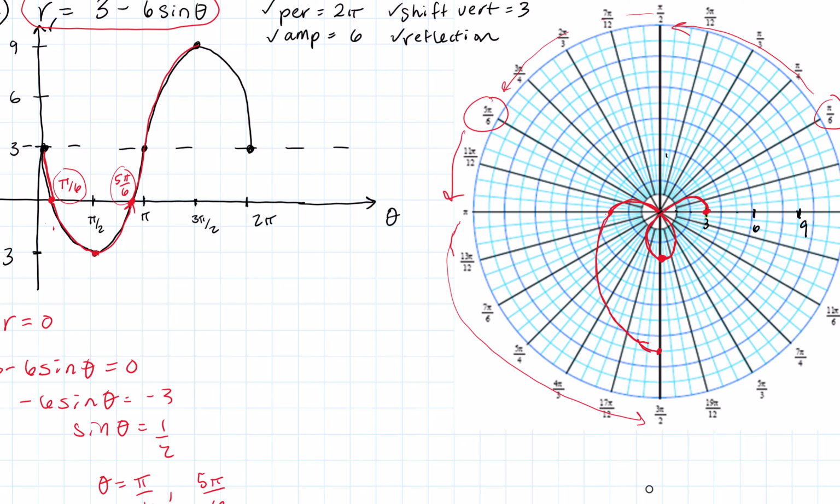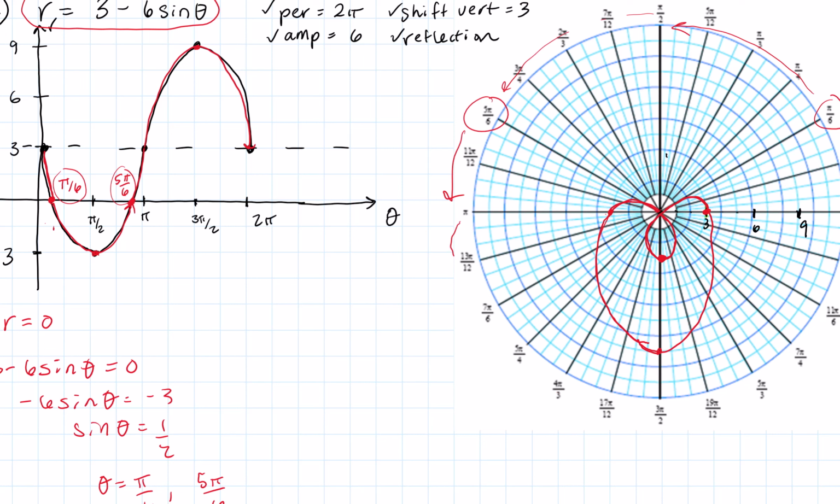And then the radius from 3 pi over 2 to 2 pi, the radius is going to decrease back down. There's definite symmetry here as well. So the radius is going to decrease back down to 3.